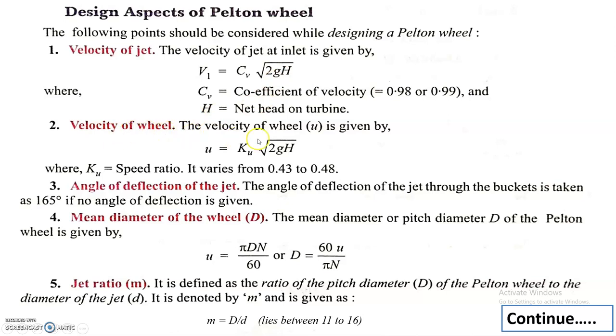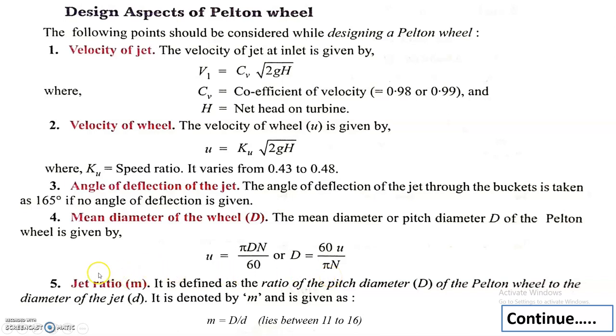Velocity of wheel or bucket velocity can be calculated as Ku into under root of 2gh. Ku is nothing but the speed ratio, and it varies from 0.43 to 0.48. Generally its value is taken as 0.45, and earlier I told you that the angle of deflection of the jet is taken as 10 to 15 degrees, which means the jet will deflect 165 degrees. Mean diameter of wheel, or runner diameter, can be calculated as, we know, u equal to pi D N by 60, from that D equal to 60 u by pi N.